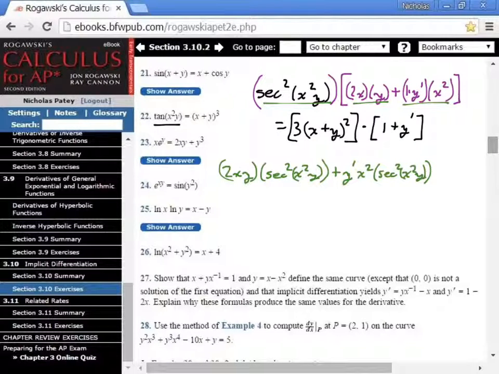And on the other side, we're going to have 3 times x plus y squared times the 1. Then we have to do 3 times x plus y squared times the y prime. So that's going to be plus, we'll put the y prime in front, times 3 times x plus y squared.